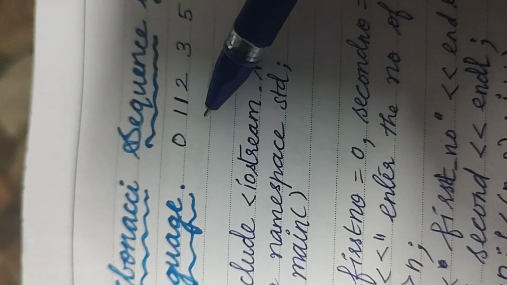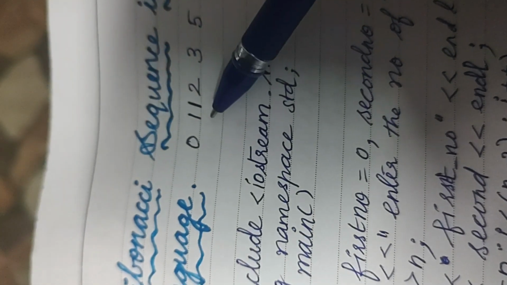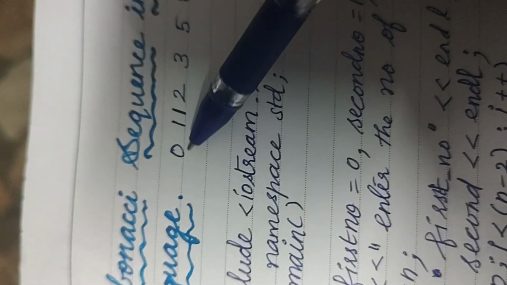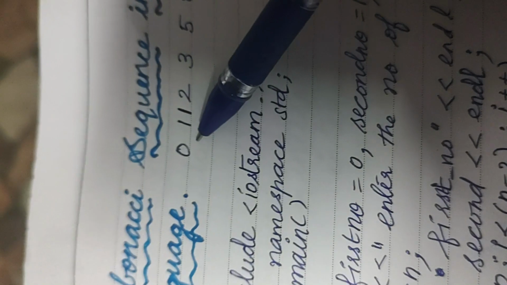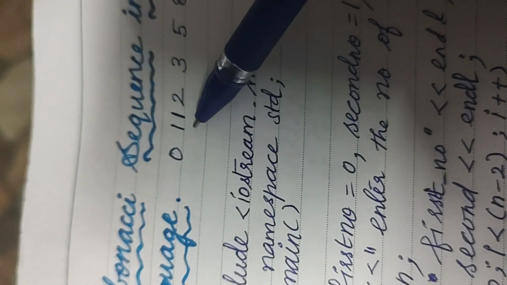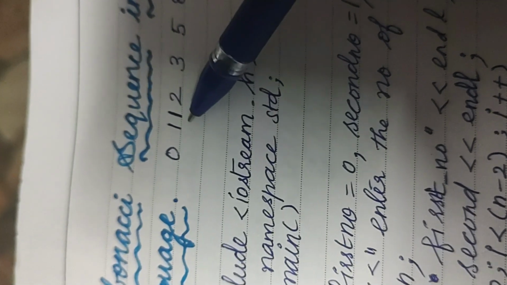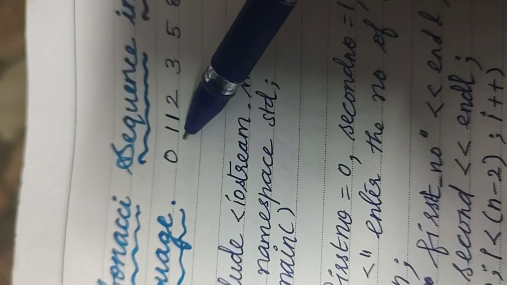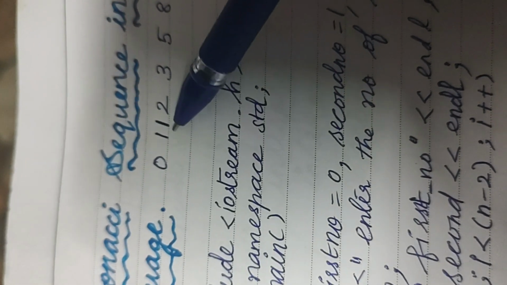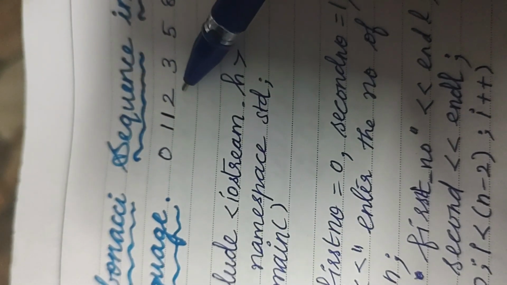The initial terms of the sequence start with 0 and 1. Then the next term is obtained by adding the last two digits, that is 0 and 1. 0 plus 1 is 1, which is the next term in the series. Then the next term comes by adding the last two digits, 1 plus 1, which gives 2 as the next term in the Fibonacci series.